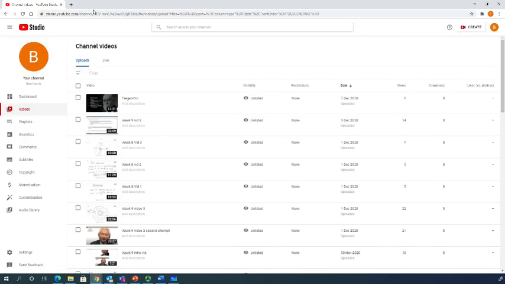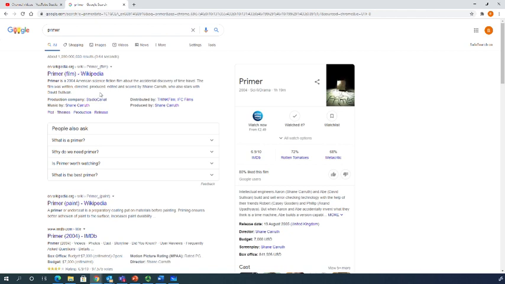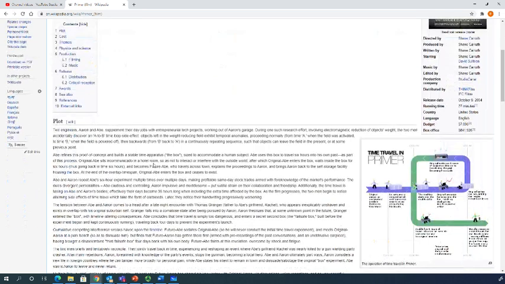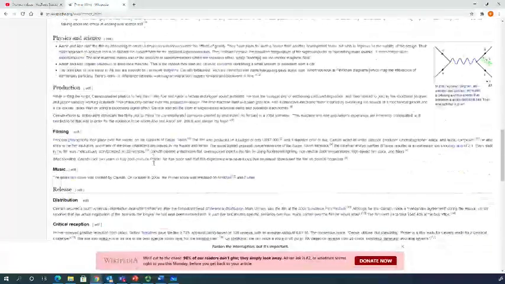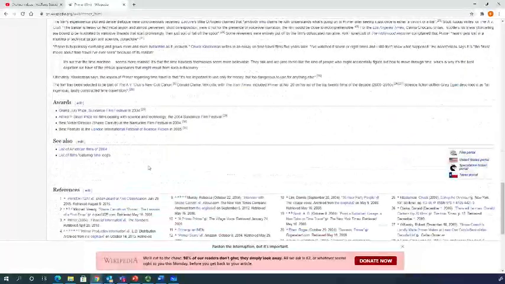Let me see if I can find it. It's actually, well, it's a very interesting film called Primer. And Primer, 2004, American science fiction. It was made on a tiny budget. And yeah, it's got an extremely low budget. So, has it got about the budget in here? Production. Not that it really matters, but it's kind of interesting.